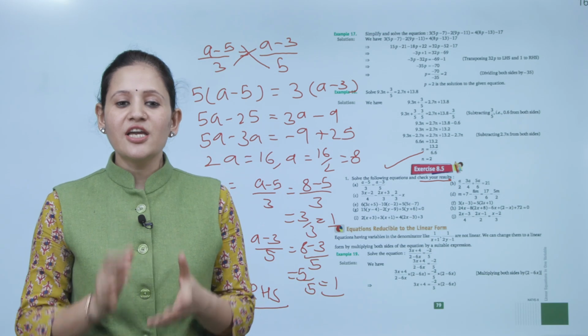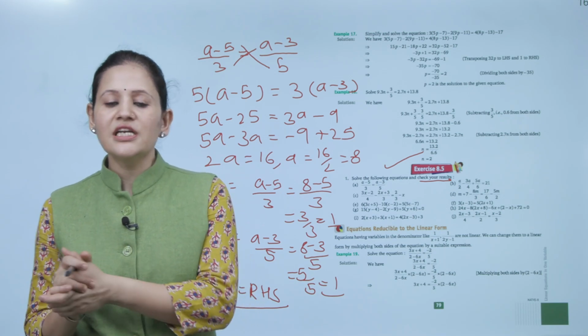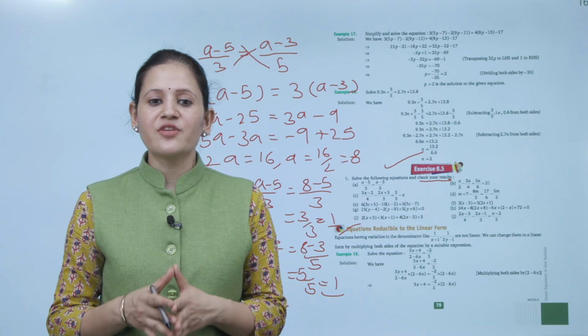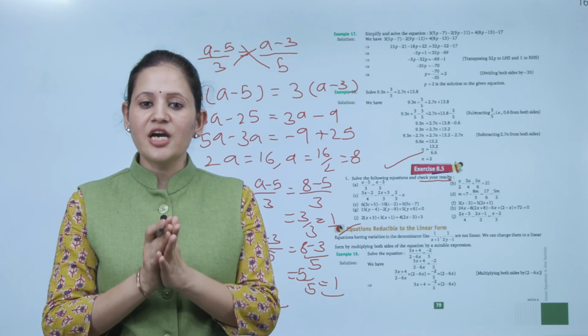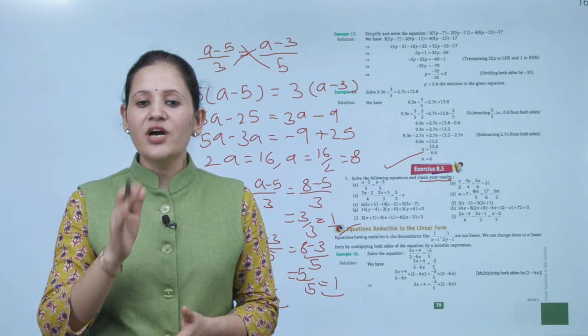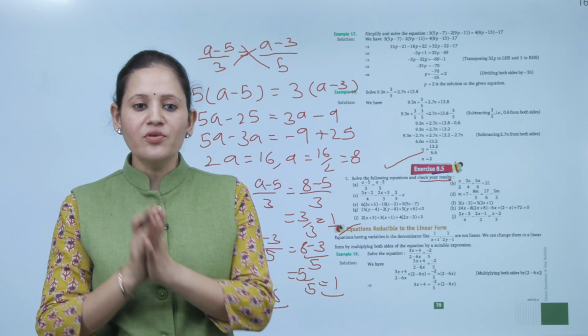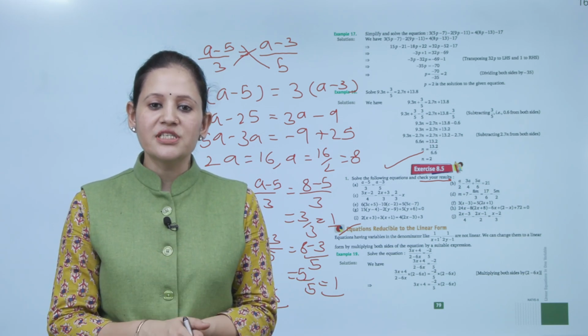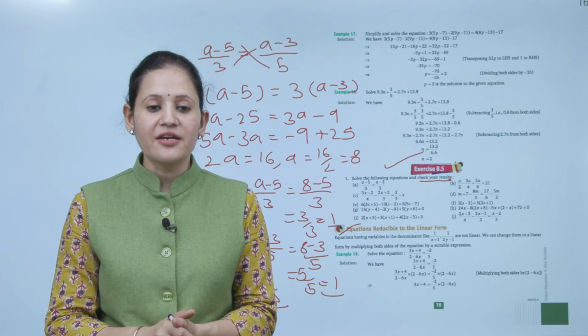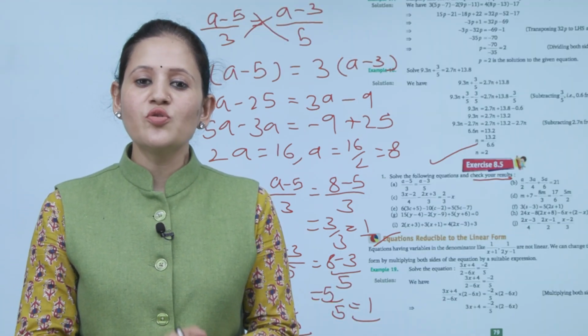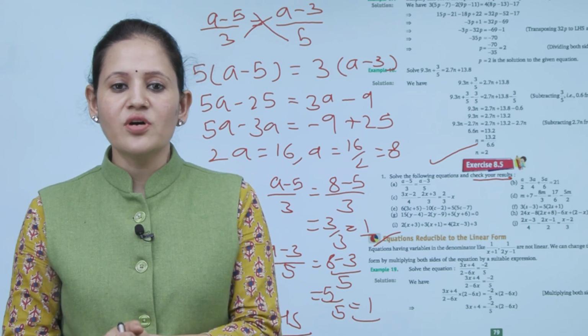Next is equations reducible to the linear form. Equations having the variable in the denominator, like 1 upon x plus 1, 1 upon 2y minus 1, are not linear. We can change them to linear form by multiplying both sides of the equation by a suitable expression. Example लेते हैं, solve the equation (3x plus 4) upon (2 minus 6x) equals minus 2 upon 5.